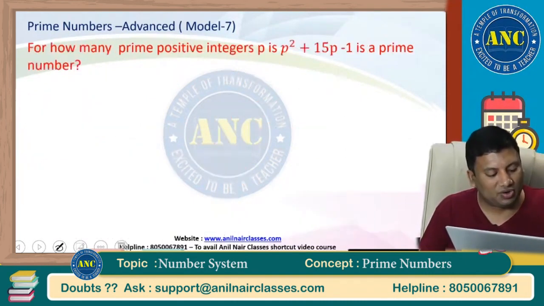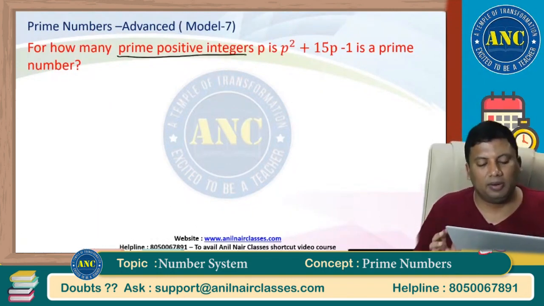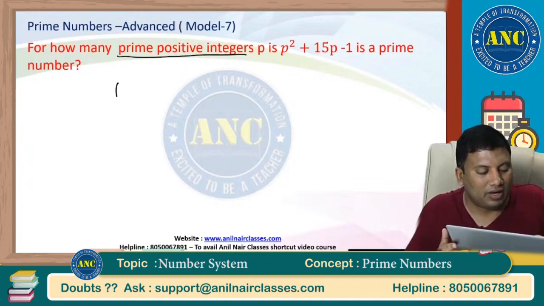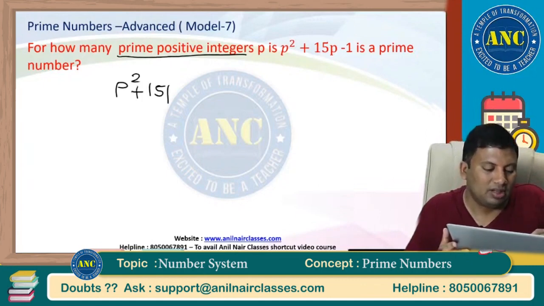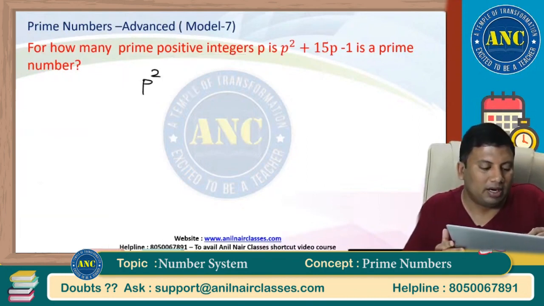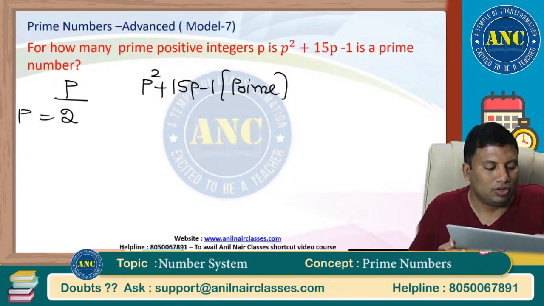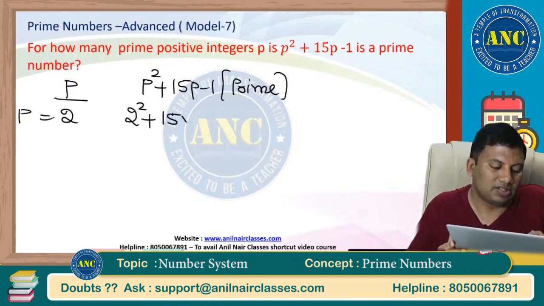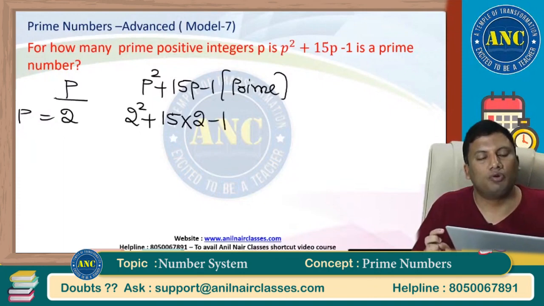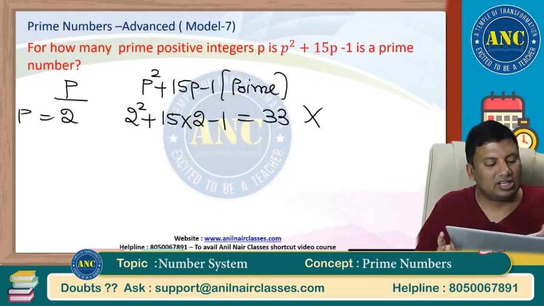Next one. Another question. For how many prime positive integers, anyway a prime integer will be positive, is p square plus 15p minus 1, this quadratic expression, a prime number? P square plus 15p minus 1 should result in a prime number. If p equivalent to 2, this becomes 2 square plus 15 into 2 minus 1, 4 plus 30 is 34, minus 1 is 33. 33 is a composite number.